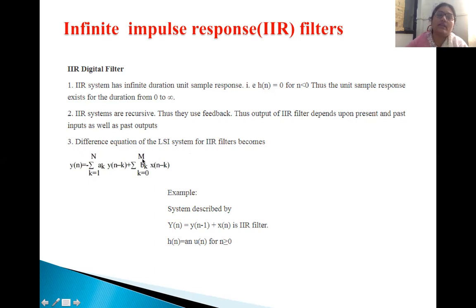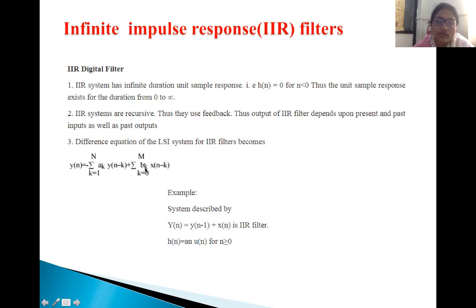The difference equation for an IIR system, a linear time invariant system, is represented here. y[n] equals the summation of minus a_k, where a_k are the coefficients related to the output, times y[n minus k], k varies from 1 to N. So here y[n minus k] denotes the past samples of the output.